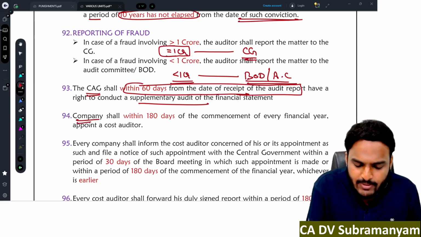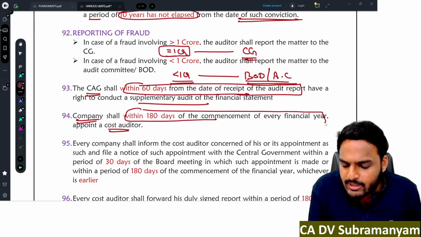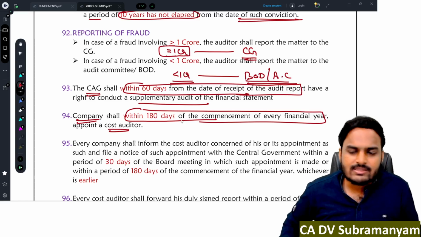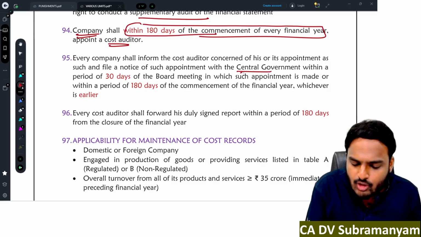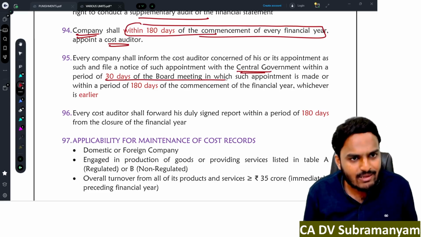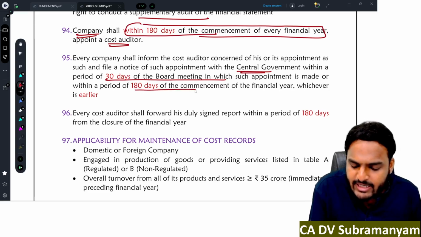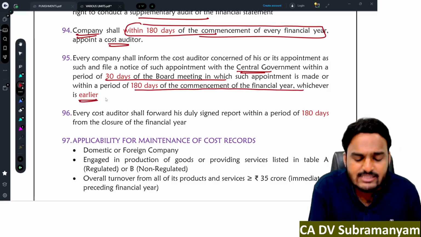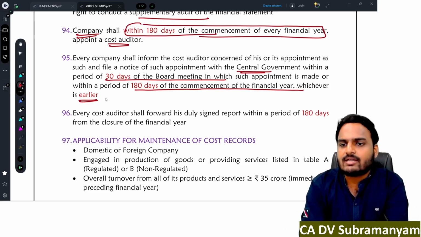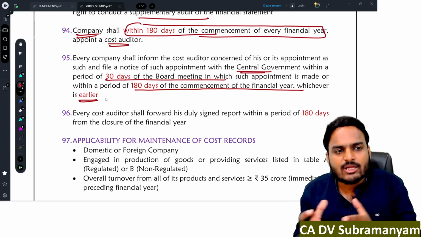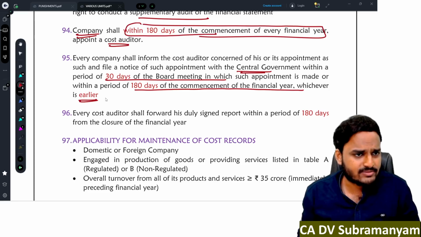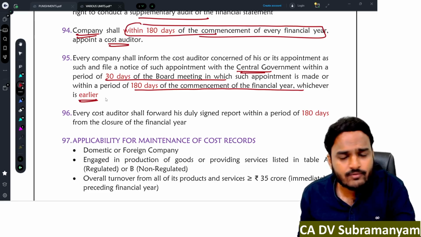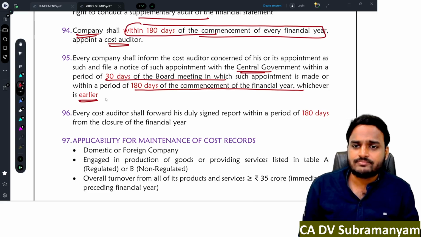Next one, company shall appoint cost auditor within a period of 180 days from commencement of financial year. Once appointment of cost auditor happens, the same shall be communicated with central government within 30 days of the appointment or within a period of 180 days from commencement of financial year, whichever is earlier. Whichever is earlier. Suppose appointment happens in the month of July. So within 30 days means in August you communicate with the central government. Company communicate about appointment of cost auditor with central government.